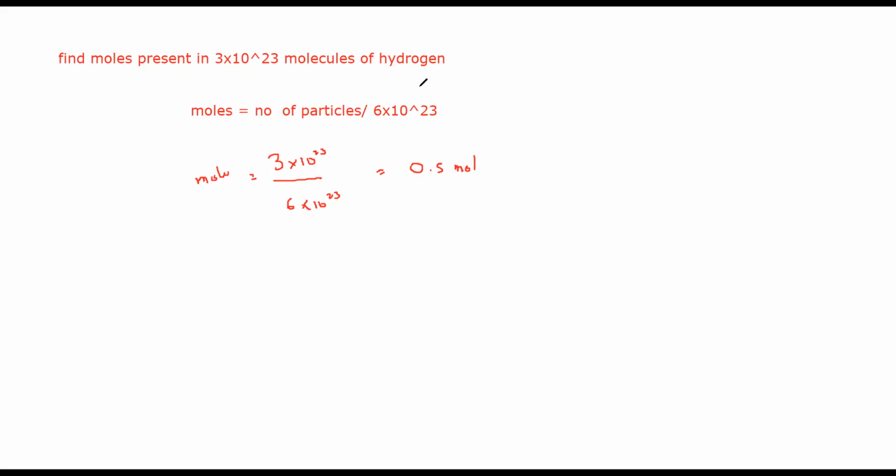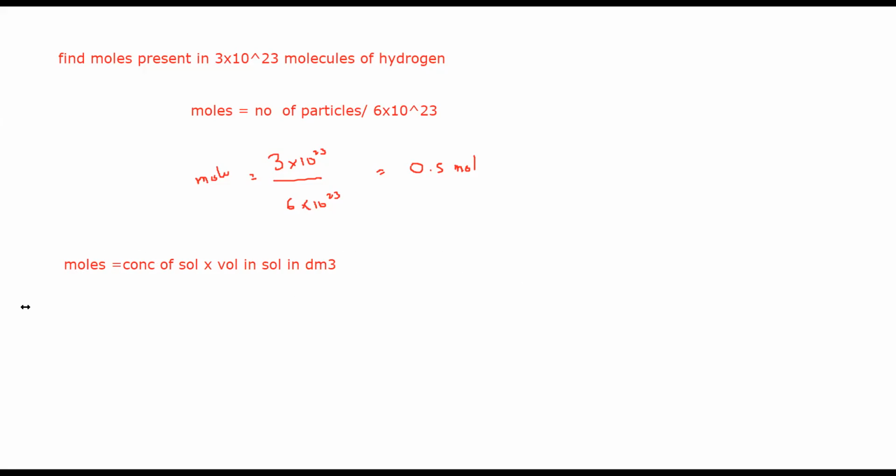The last formula, in which moles equal concentration of the solution multiplied by volume of solution in dm3. This formula is normally used for acids to find moles of acid, moles of alkali, or moles of salt present in the solution.